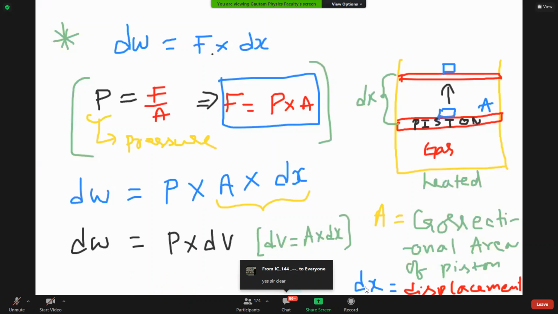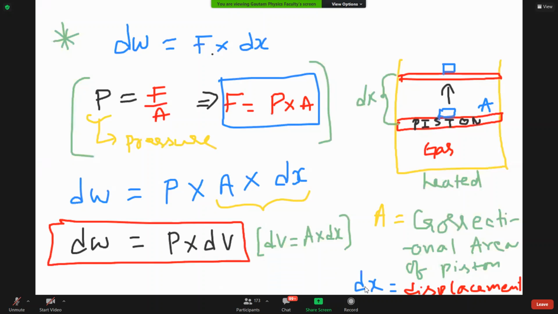I hope it is clear. If still not clear, no issue, just WhatsApp me, beta. I will try my level best to clear your doubt. So dW is equal to PdV. This is the work done here. Work done is equal to pressure into change in volume.